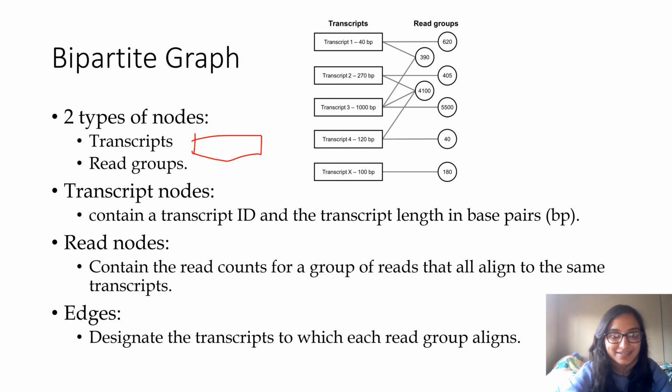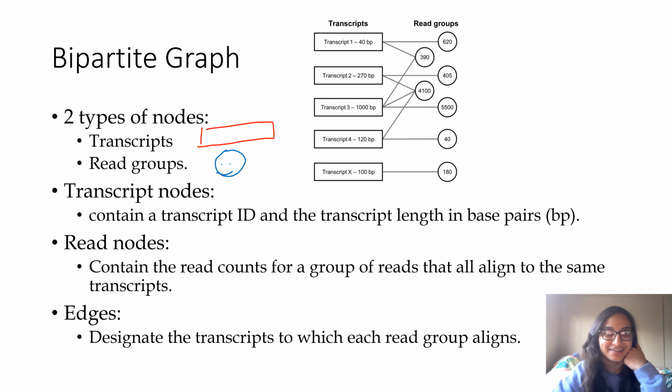Eeks, I can't sketch a rectangle. At least I'm not a square, so yeah, I don't know if you get the pun, but okay, anyways. Well, so we have transcripts, and then we have our read groups here, and I'll try to draw a circle. I'm gonna make a smiley. Okay, someone's a smiley.